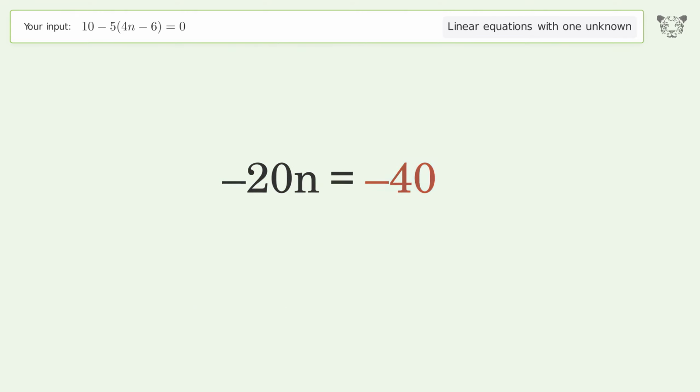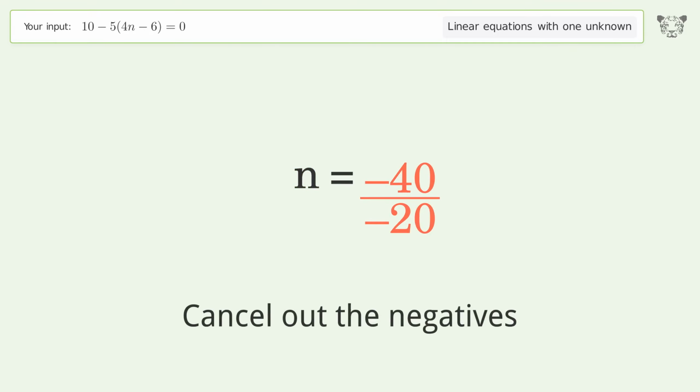Isolate the n. Divide both sides by -20. Cancel out the negatives. Simplify the fraction. Cancel out the negatives.